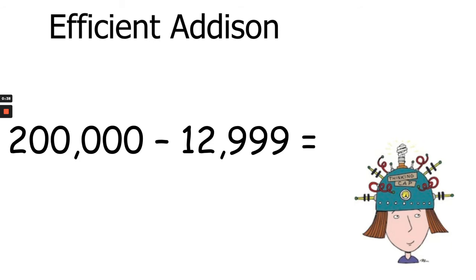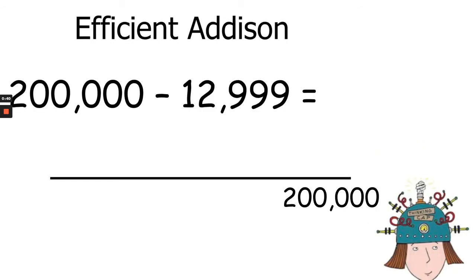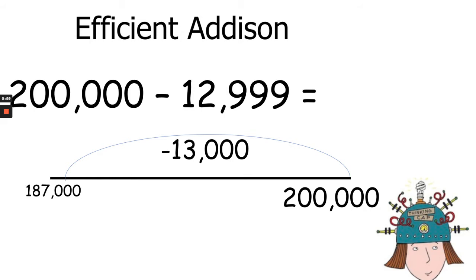All right, let's get started. I'm using a number line to solve efficient Addison today. I know there's going to be quite a bit of regrouping. So I'm putting my 200,000 at the end of my number line. I've got 12,999 to take away, but I'm going to round it up to 13,000. I'm going to take away more than I need and land at 187,000.